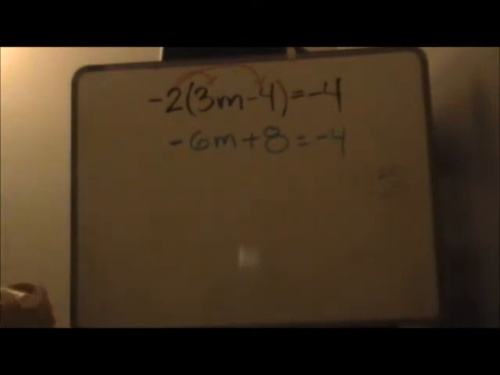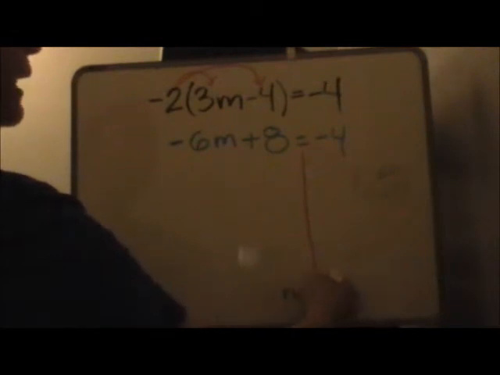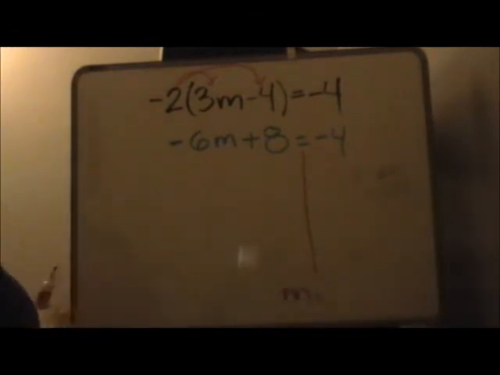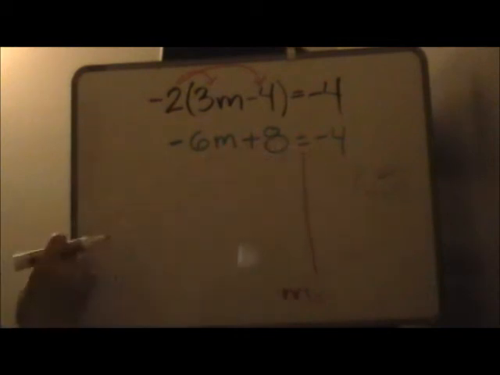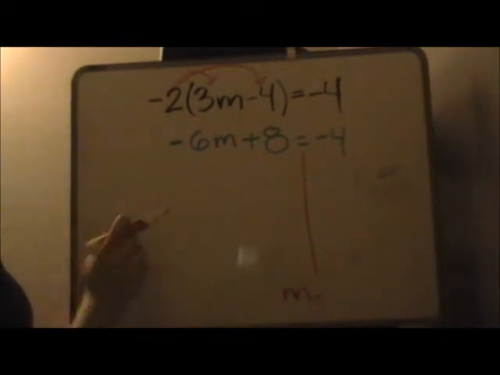Now, I do know that my goal is always the same. I have to find out what, in this case, m has to be equal to. I always want to find out what my letter stands for. So all that I have now is a two-step equation that I need to solve for m. So which one is the first number I'm going to cancel, the -6 or the +8?